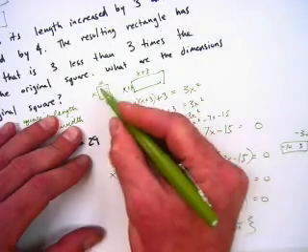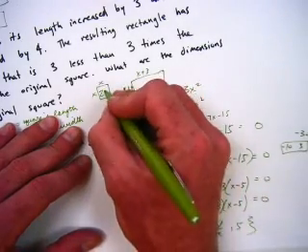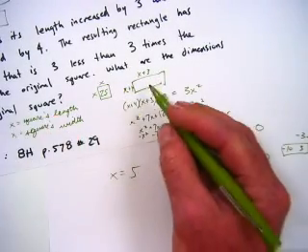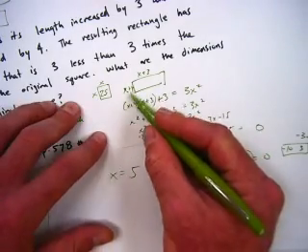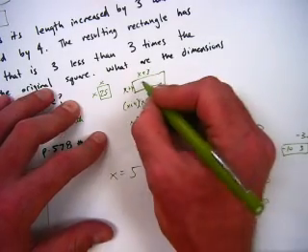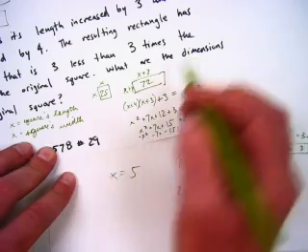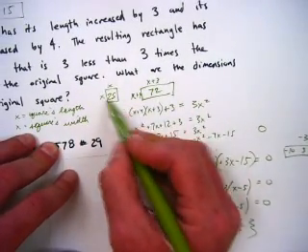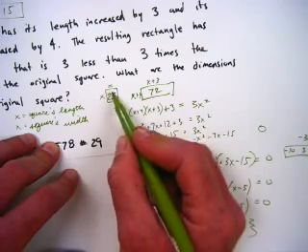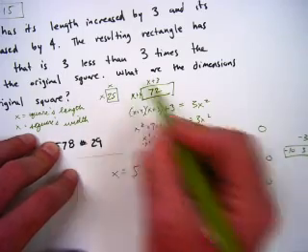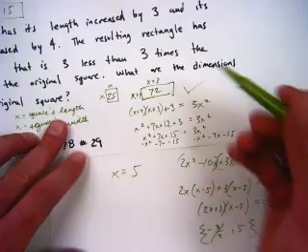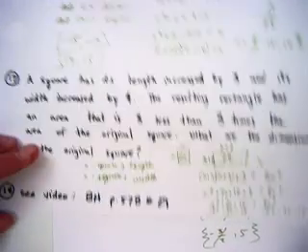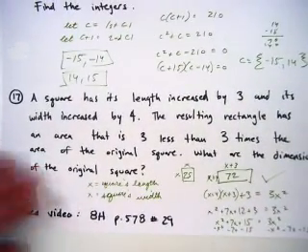And we can check it. 5 times 5 is 25. So the original square would be 25. The rectangle would be 9 times 8, so 72. The resulting rectangle is 3 less than 3 times the area of the original square. So the original square is 25, so 3 times it is 75. 3 less than that is 72. So this checks.